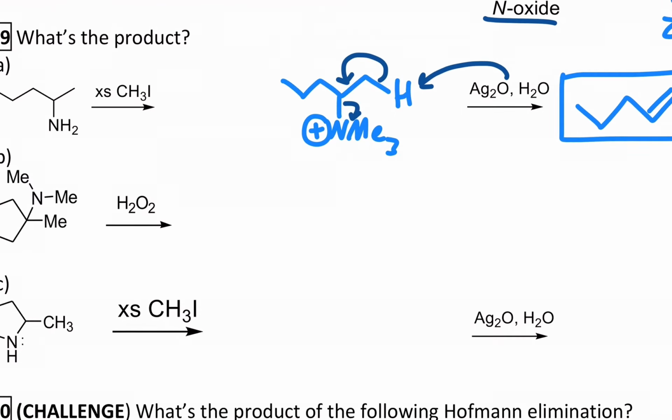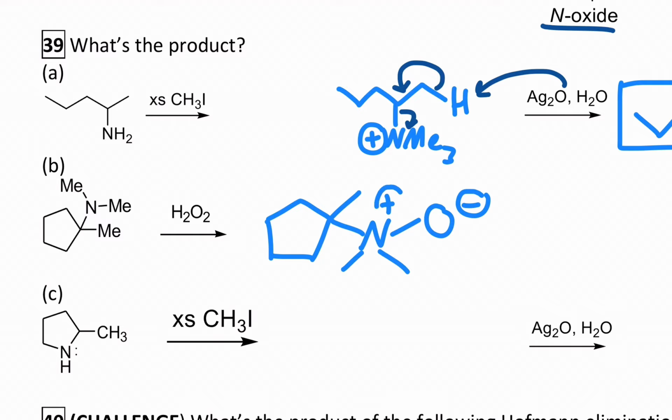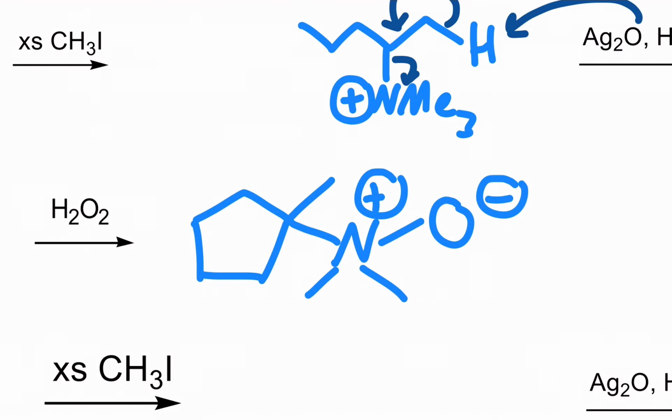For the Cope elimination right below it, we first form the N-oxide, which is a nitrogen still with 2 methyls on it, and then an oxygen anion directly attached. And it's that oxygen anion that acts as the intramolecular base. So here I've got to figure out which beta position loses the hydrogen. If it's hard to see, just go ahead and label everything.